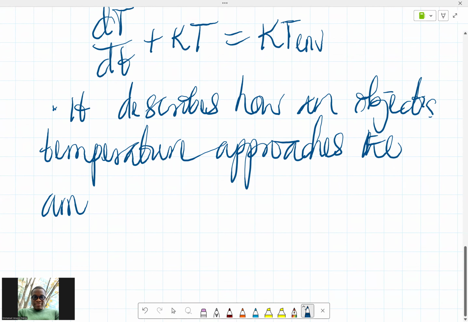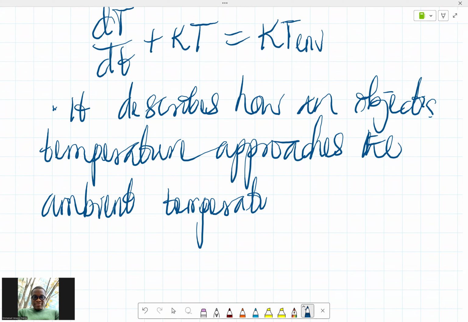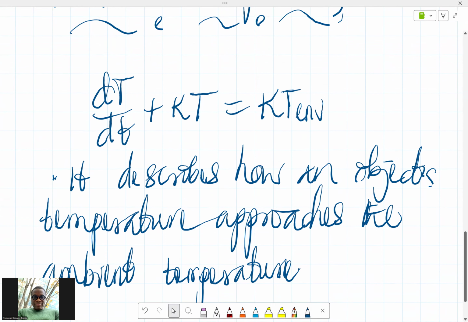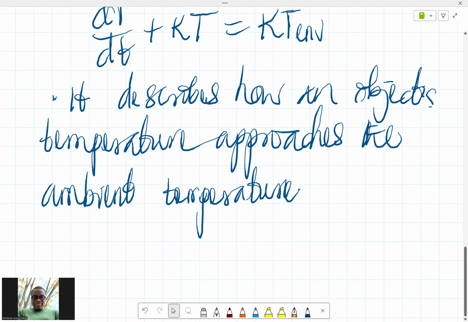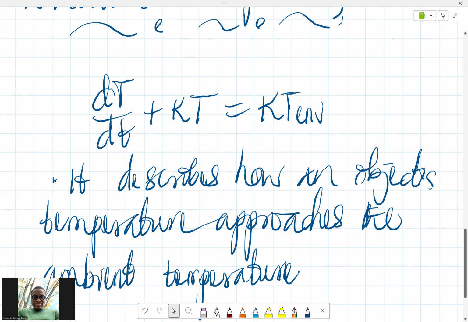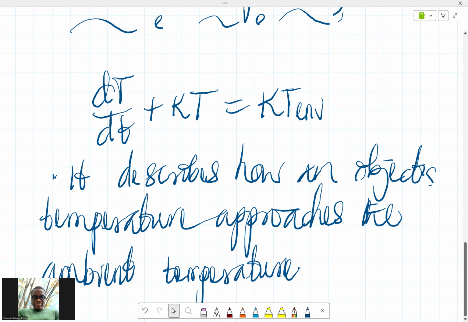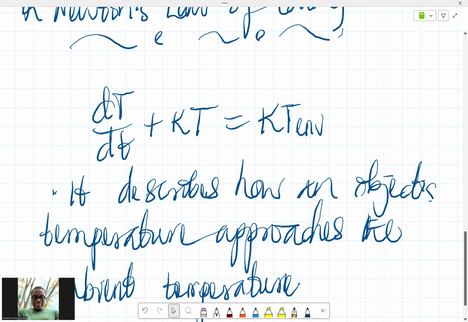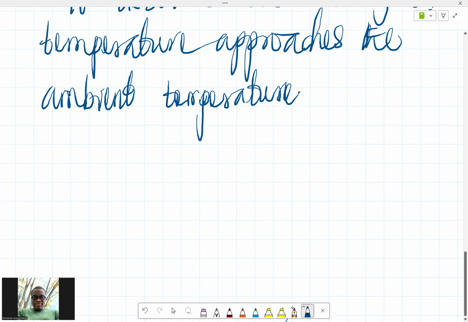So it means that if you bring an object into an environment, the rate at which that object normalizes with the environmental temperature is what this equation shows us. Let's assume that the temperature in a particular room is 20 degrees centigrade, and you bring in a metal that is 105 degrees centigrade hot. This equation describes the rate at which the 105 degree metal cools to attain the same 20 degree temperature as the room. That's what that is about.